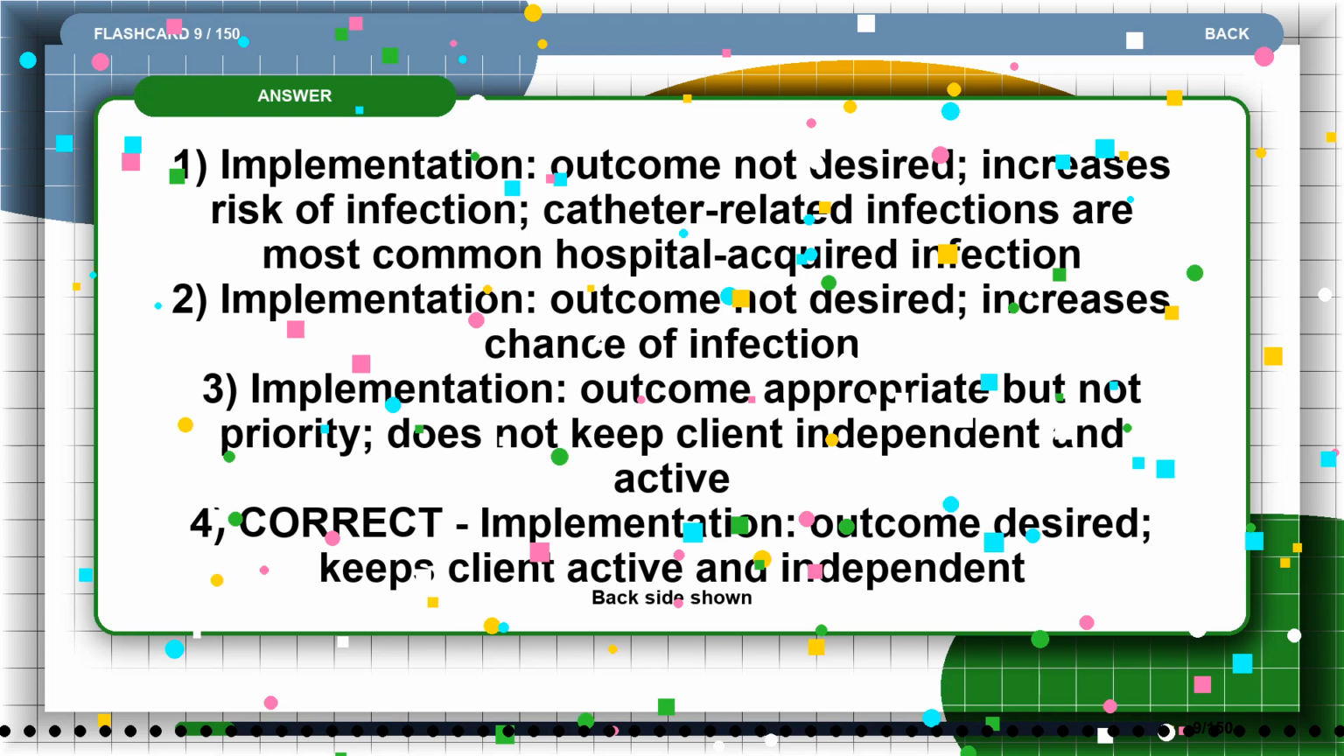The answer is 1. Implementation. Outcome not desired. Increases risk of infection. Catheter-related infections are the most common hospital-acquired infection. 2. Implementation. Outcome not desired. Increases chance of infection. 3. Implementation. Outcome appropriate, but not priority. Does not keep client independent and active. 4. Correct implementation. Outcome desired. Keeps client active and independent.